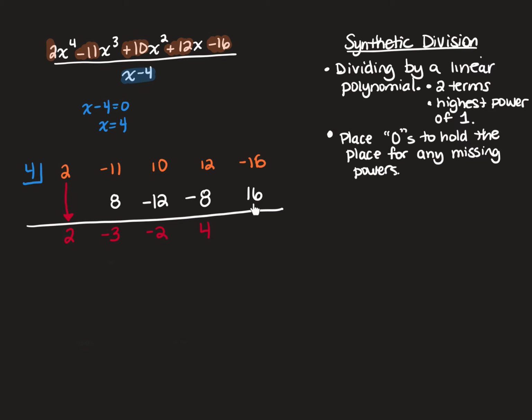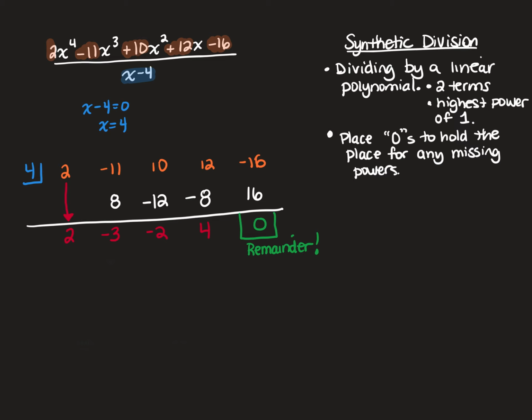Add negative 16 and 16, and I get 0. I'm going to put that in a different color, because this last number, whatever it ends up being, is your remainder. So if it's 0, that means there's no remainder, which is really nice. So let's figure out what we actually have here, okay?